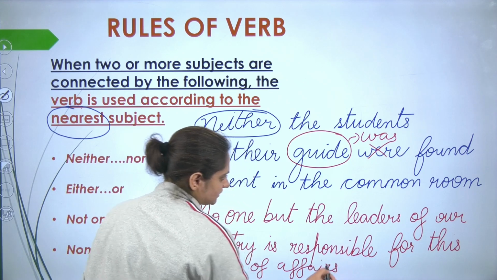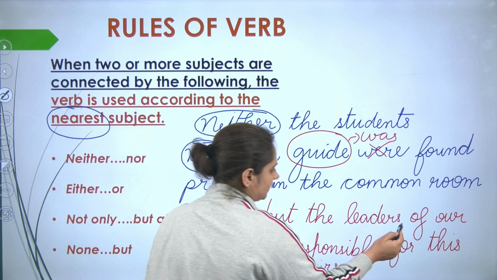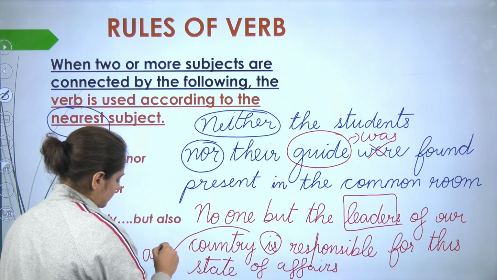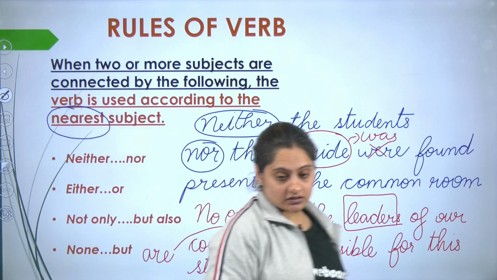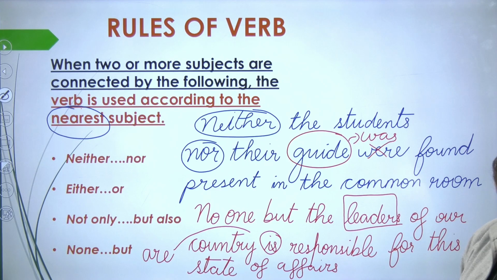Okay. Now please understand here, you are talking about the closest subject. So "is" cannot be correct. Leaders is the closest subject. So as per leaders, what will you write here? Are. Closest subject. Like I mentioned, closest subject.